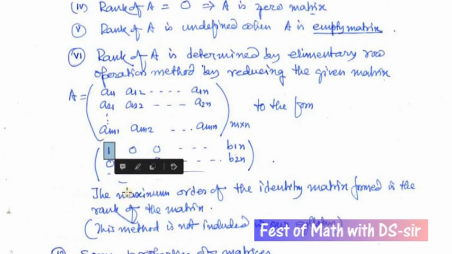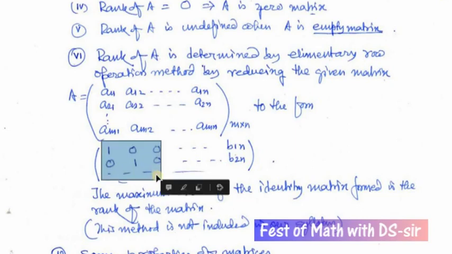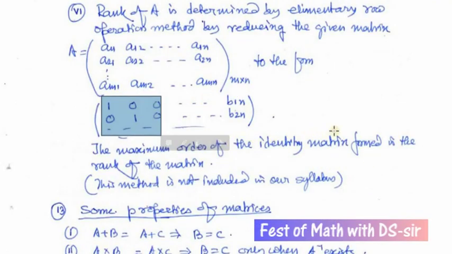Likewise, after applying elementary row operations, you can convert. This is an identity determinant of first order. This is an identity determinant of second order. Likewise, you keep converting to identity determinants of third order, fourth order. The maximum order of the identity matrix that can be formed is the rank of the matrix. The method is not included in our syllabus, only the definition is enough to know, and a few simple sums.